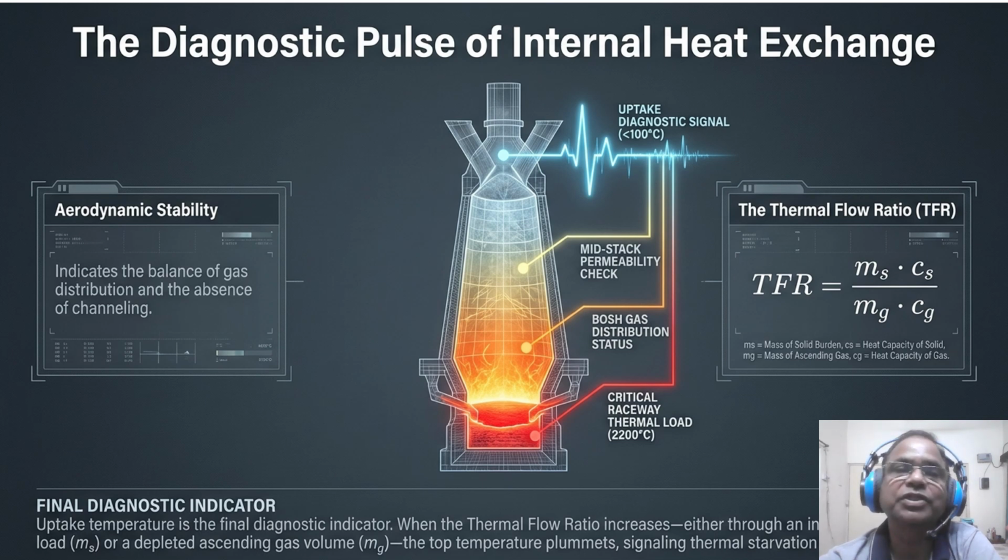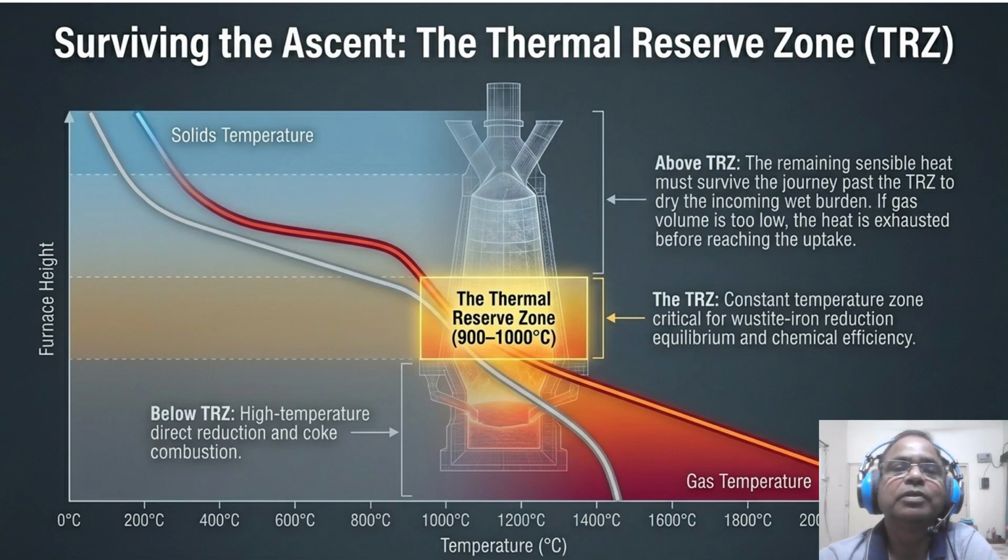So these starvation directly impact the thermal reserve zone. Coming to the survival part, as we can see the thermal reserve zone. So notice the 900 to 1000 plateau, the TRZ. It's critical for wustite iron reduction equilibrium, as all of us know.